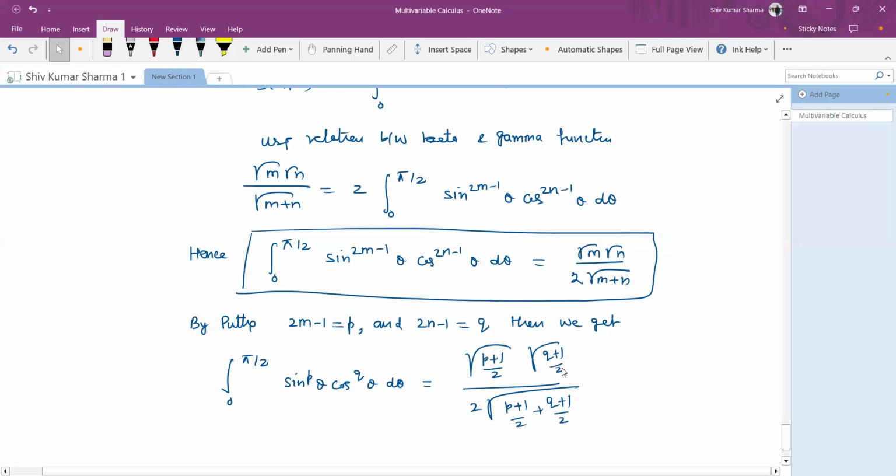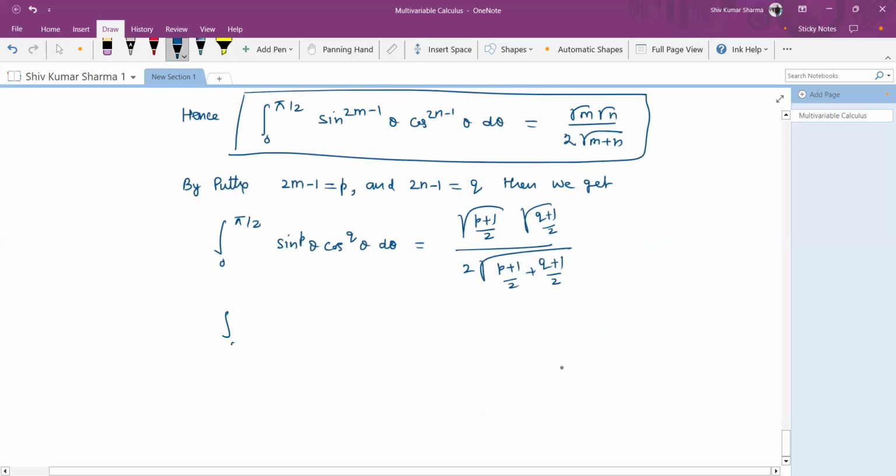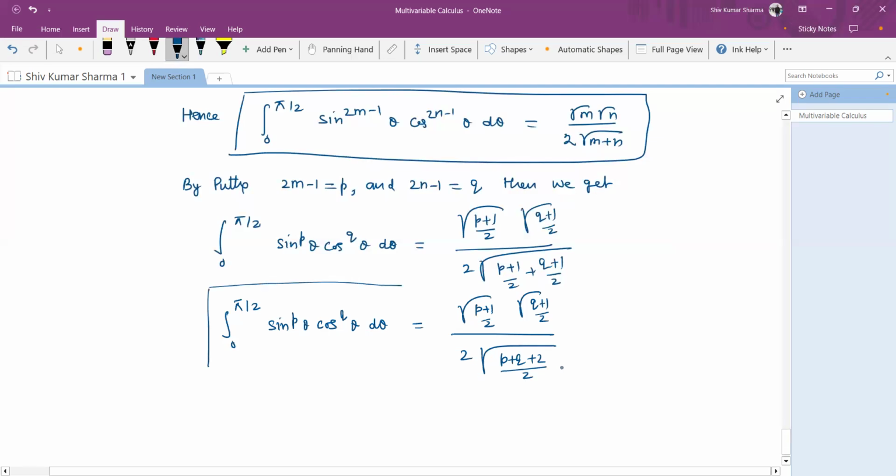So now we simplify this. We write this as integral 0 to pi by 2 sine p theta cos q theta d theta is equal to gamma p plus 1 by 2 gamma q plus 1 by 2 upon 2 gamma p plus q plus 2 by 2. So this is our further result. Okay, in many questions we also use this result directly.